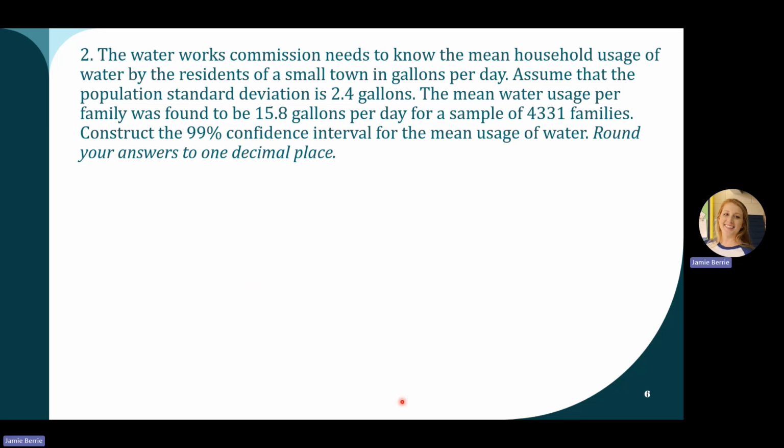Okay, here we're looking at a problem that came straight from the homework. It says, the Water Works Commission needs to know the mean household usage of water by the residents of a small town in gallons per day. Assume that the population standard deviation is 2.4 gallons. So that's pretty small, right? So this is saying that on average, the population standard deviation for gallons of water used per day is about 2.4. And it says the mean water usage per family was found to be about 15.8 gallons per day for a sample of 4,331 families. Very large sample. Construct a 99% confidence interval for the mean usage of water. Round your answers to one decimal place.